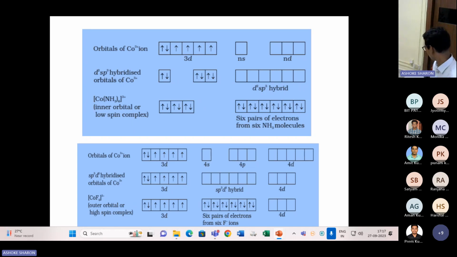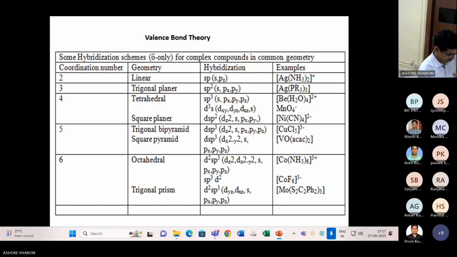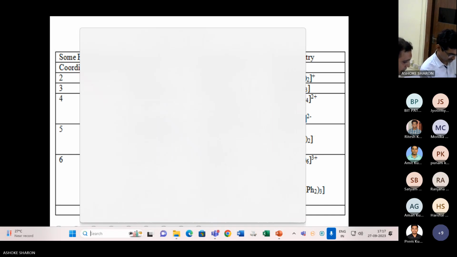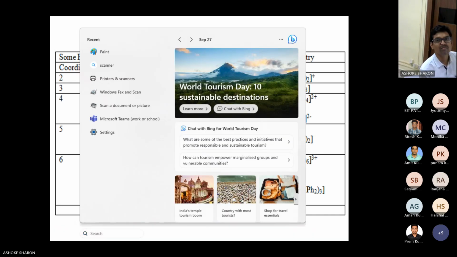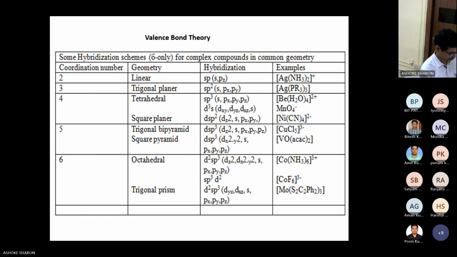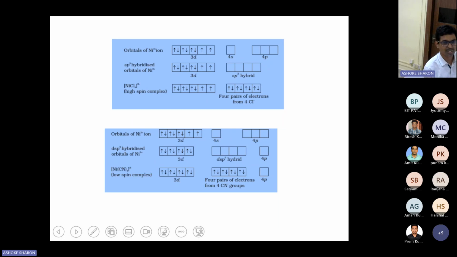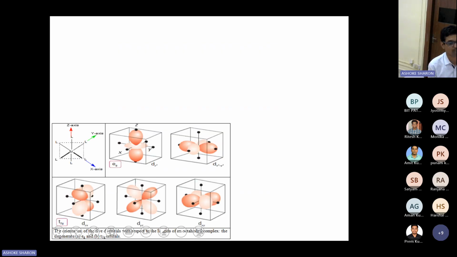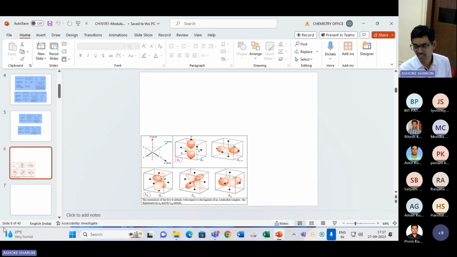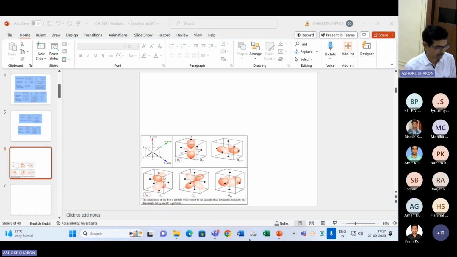Now let's start. So yesterday we reached up to the completion of the valence bond treatment of the coordination with bonding. Today we will start the crystal field theory.